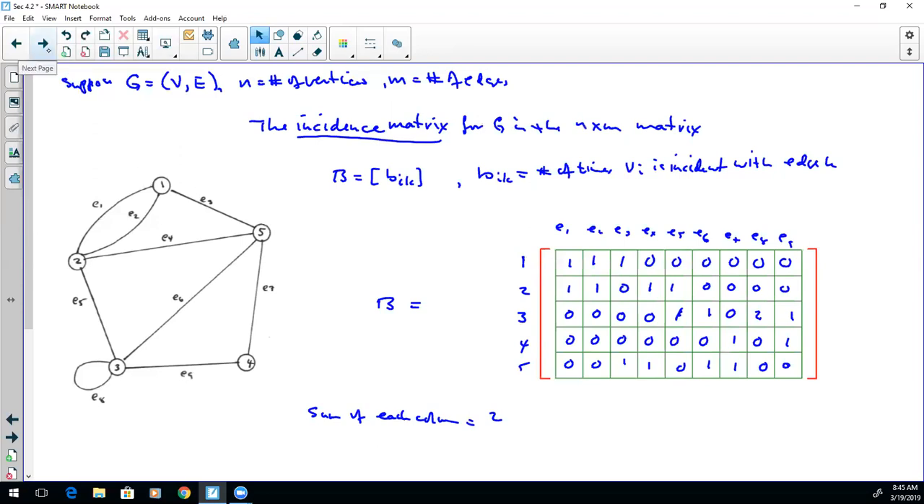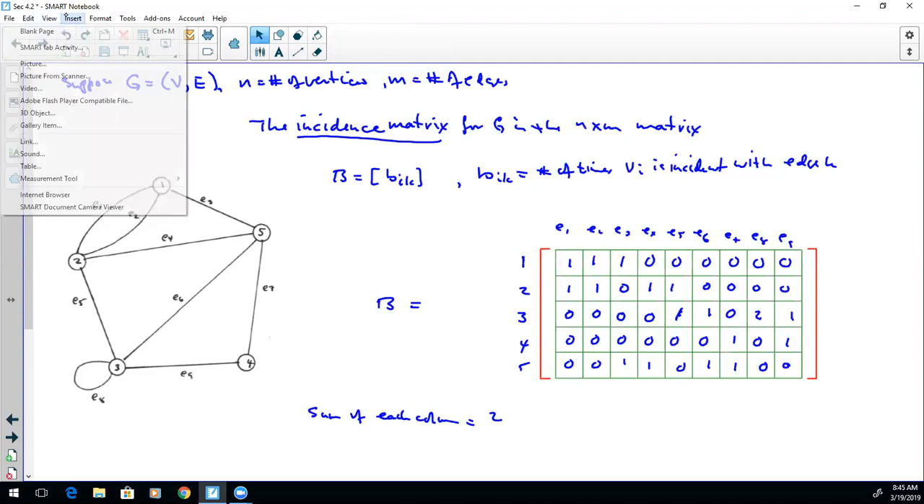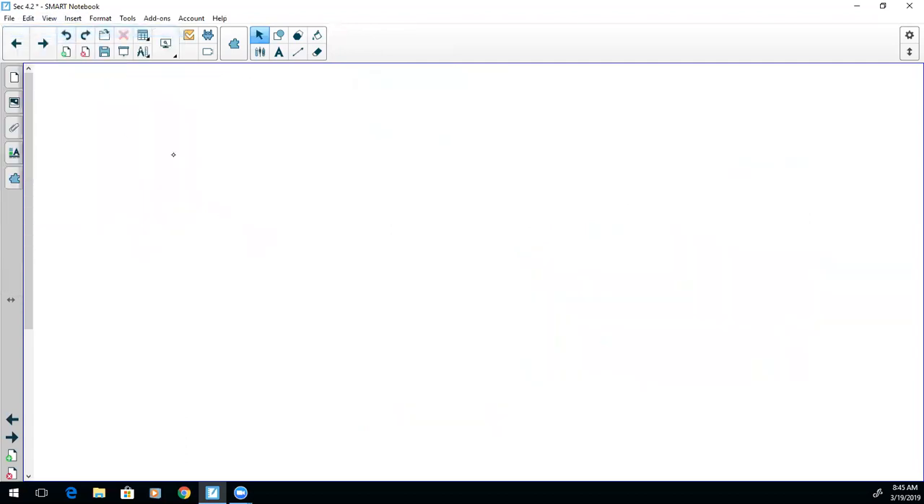Now we've got a theorem here. Oops, not quite ready for this. Insert another blank page. This is theorem 4.2.1.